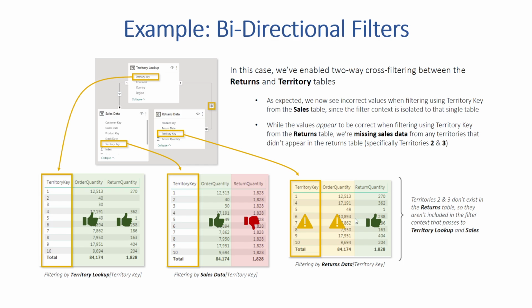Now we can see incorrect values when filtering using the territory key from the sales table, since the filter context is isolated to that single table. The values appear correct when filtering using the territory key from the return table, but you are missing the sales data from any territory that doesn't appear in the return table, which I discussed already, because territories 2 and 3 are not available, right?